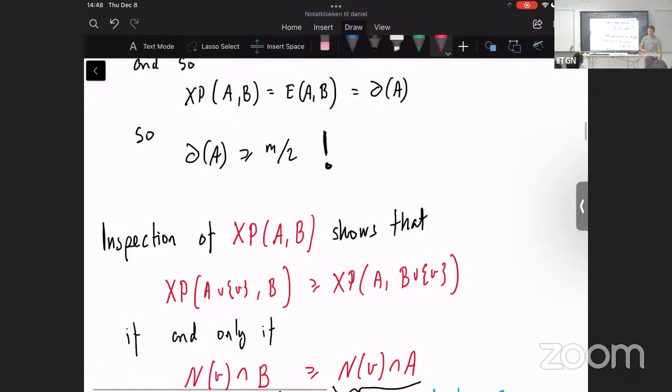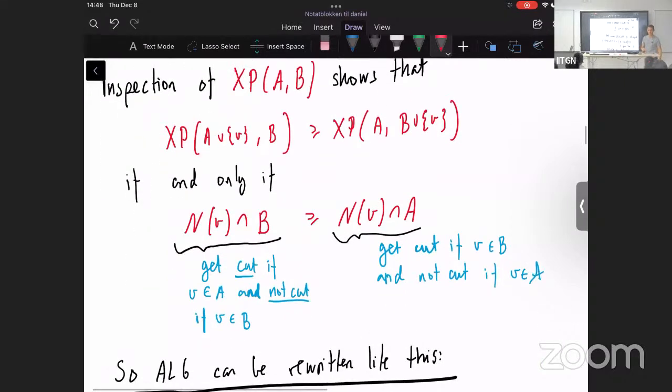In particular, the edges from V to A union B are split into two parts, the ones to A and the ones to B. The edges to B get cut if you put V into A, and the edges to A get cut if you put V into B. And so you should just greedily choose to cut the most edges at that time.